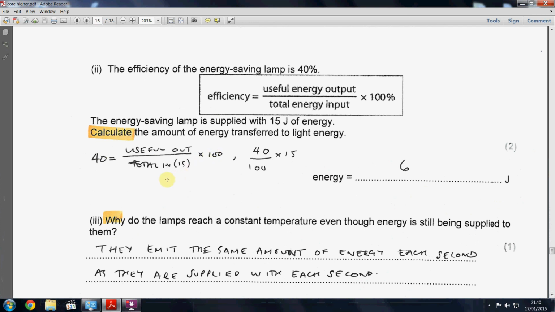So what I need to do is rearrange the equation to make useful out the subject. So the way I've done that, and again this depends on your math skills really and how much math you've picked up so far from your math lessons, I'm going to divide both sides by 100, which gives me 40 divided by 100. Then I'm going to multiply by the total in, 15. So it becomes 40 divided by 100 multiplied by 15. And when you evaluate that on a calculator, you get an answer of 6.